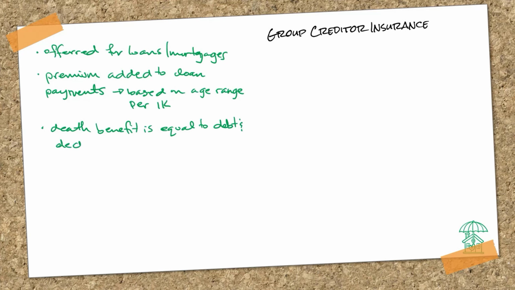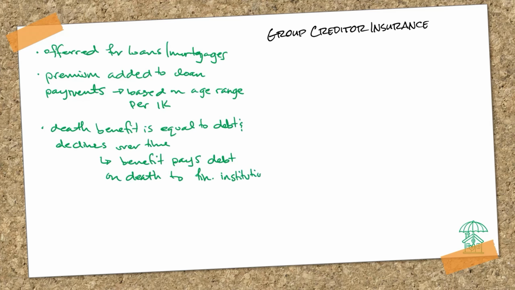And the death benefit is equal to the debt, and it declines over time. So if you have a debt of $100,000, your death benefit will be $100,000. And as you pay off your debt, the death benefit decreases as well in step with that. The death benefit pays that debt to the financial institution if the borrower dies. So the financial institution is the beneficiary in this situation.